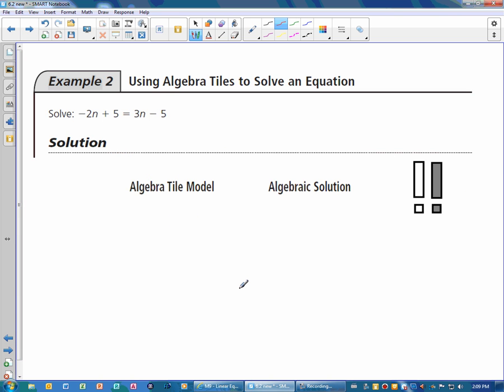All right. Now, using algebra tiles to solve an equation. So instead of the balance scale, which can be a bit tedious, hopefully you don't mind algebra tiles too much. So we have negative 2n plus 5 equals 3n minus 5. I'm going to build negative 2n plus 5.